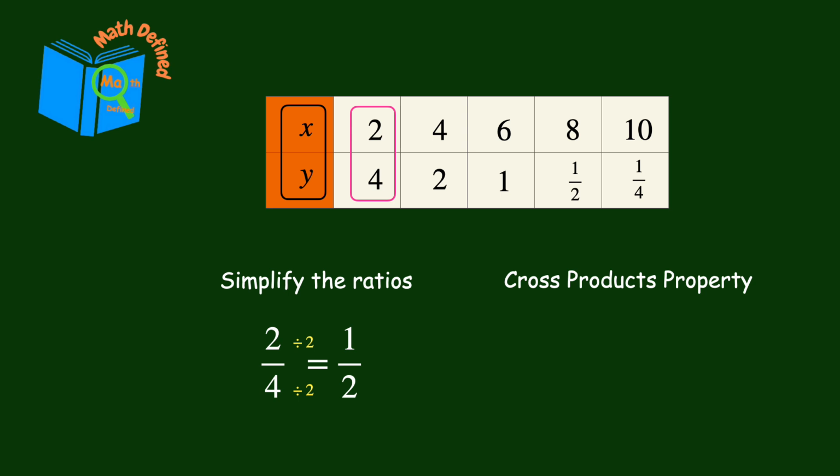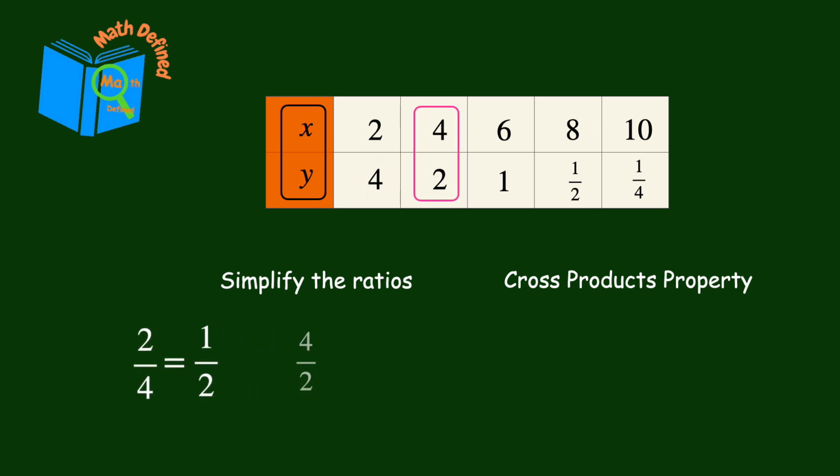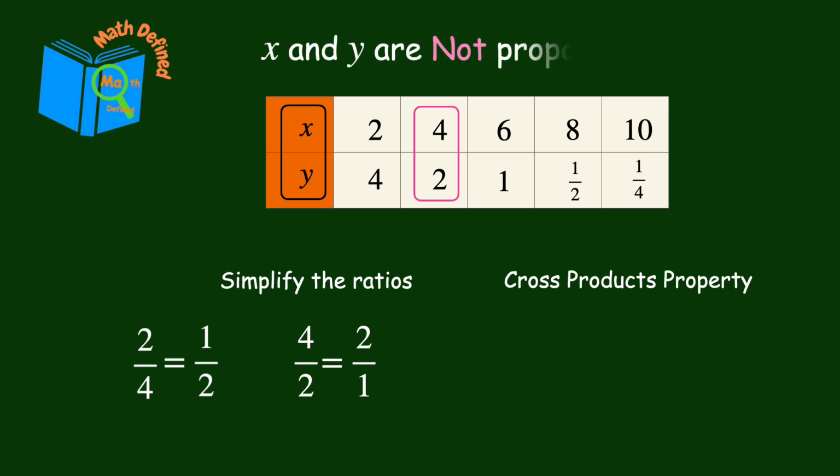So we need to simplify another ratio from the table to check. It doesn't matter which one we choose. I'm choosing 4/2. We can simplify this fraction by dividing the numerator and denominator by 2, resulting in 2/1, or just 2. Since the simplified ratios are not the same, x and y are not proportional.